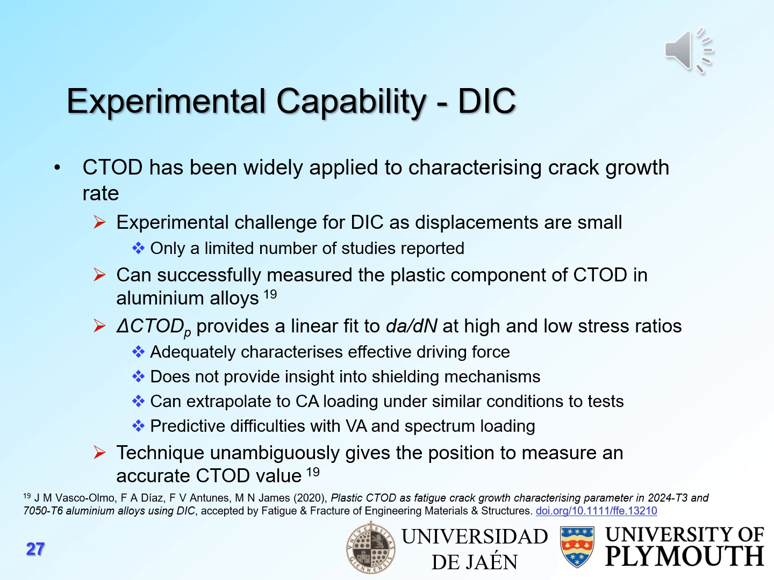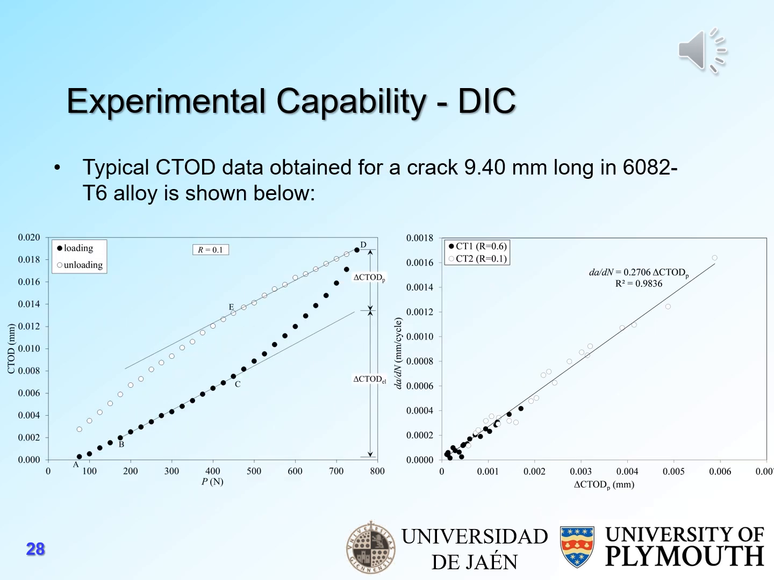But one very interesting thing is that, according to work by Vasco-Olmo and Díaz in Cayenne, the technique unambiguously gives the correct position to measure an accurate CTOD value. So this slide just illustrates typical CTOD data you can get using digital image correlation, and this is for a crack 9.4 millimeters long in 6082 T6 alloy. And it shows you the loading and unloading, how you define the delta crack tip opening displacement plastic, and then shows the linear correlation you get between stress ratios of 0.1 and 0.6.